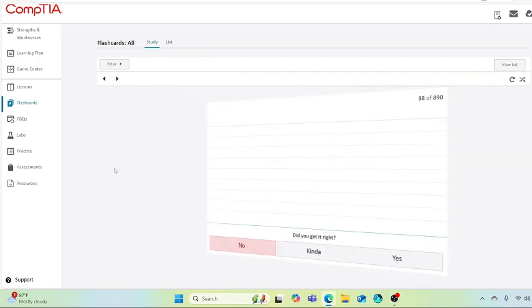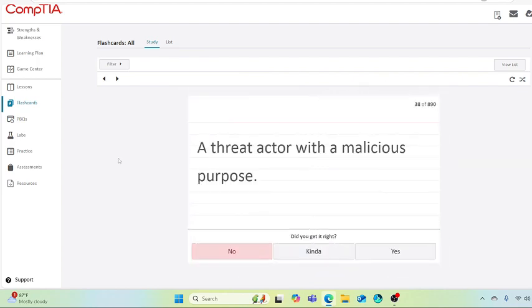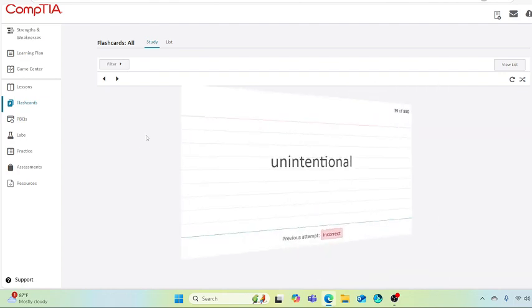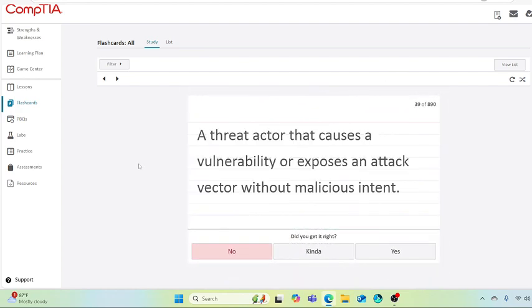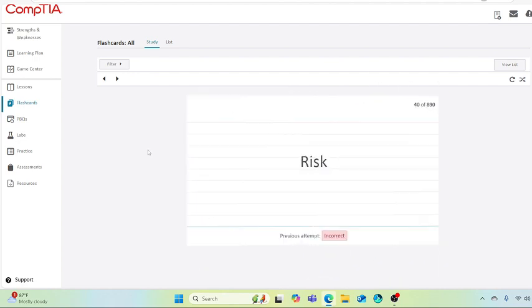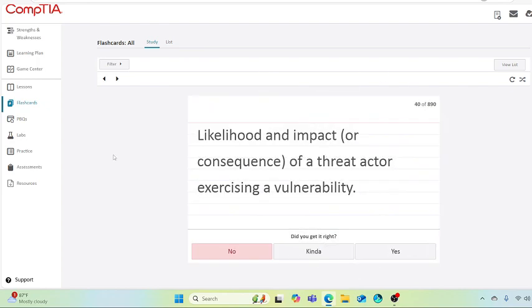Intentional. A threat actor with a malicious purpose. Unintentional. A threat actor that causes a vulnerability or exposes an attack vector without malicious intent. Risk. Likelihood and impact of a threat actor exercising a vulnerability.